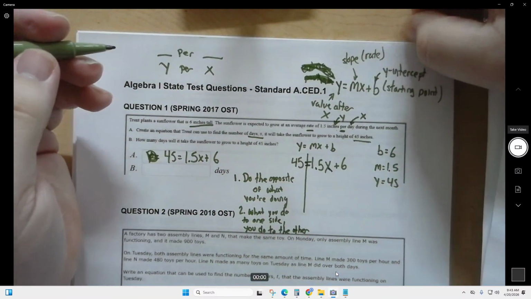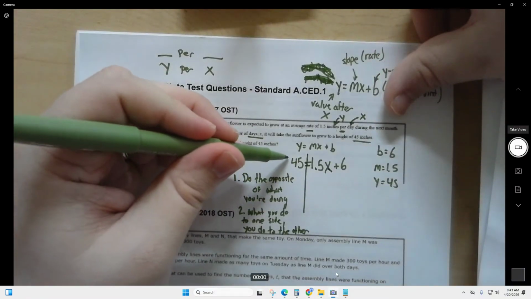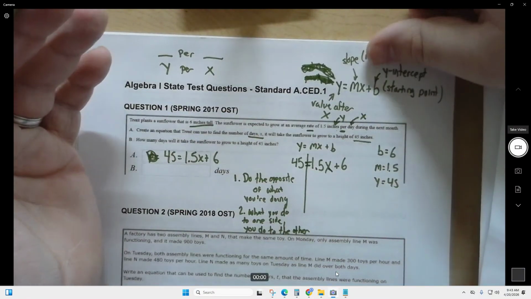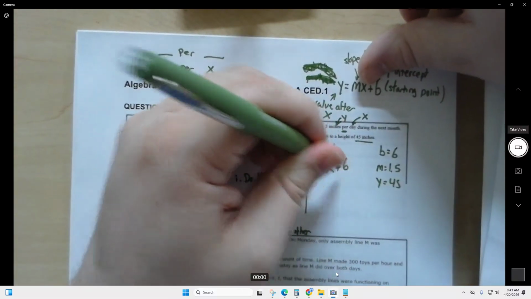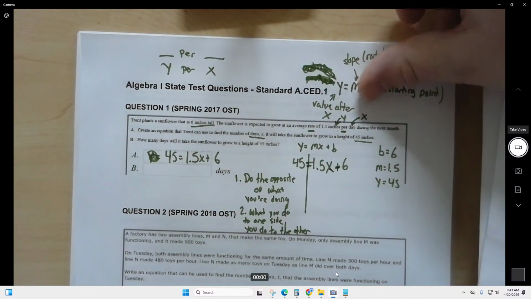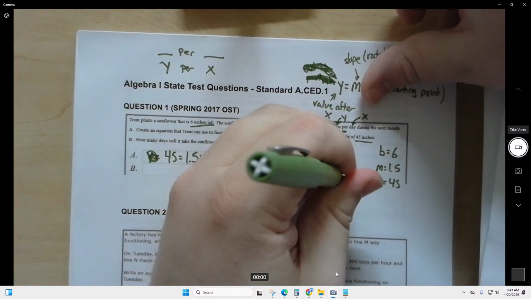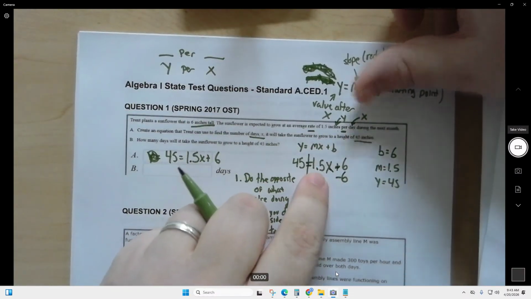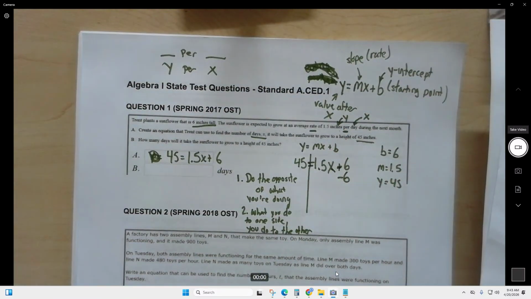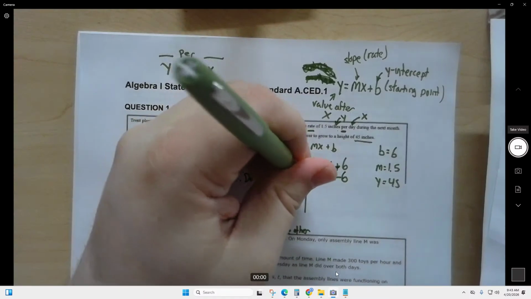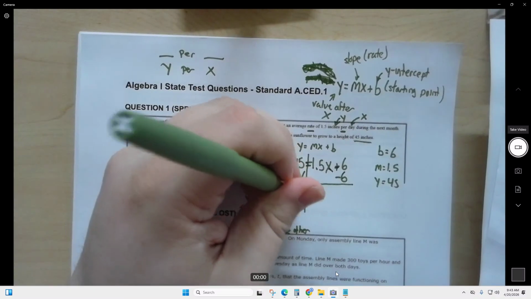Okay? So now you're asking yourself, well, how do I know what to get rid of first? Well, you want to get rid of the thing that is farthest from x first, meaning that you want to get rid of this 6. Because this 1.5 is attached to the x, right? This is directly attached to the x via multiplication. I tell people to think of it as your best friend who hangs out to clean up at the end of the party. Okay? I really go for it on this party analogy.